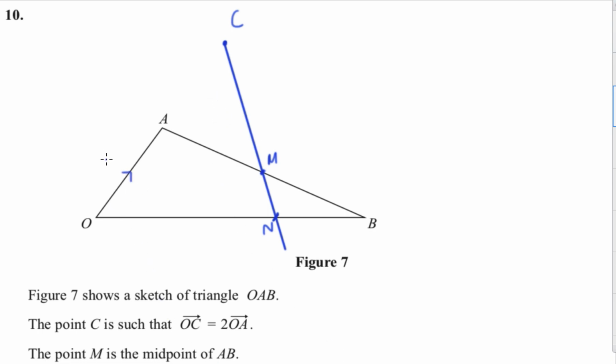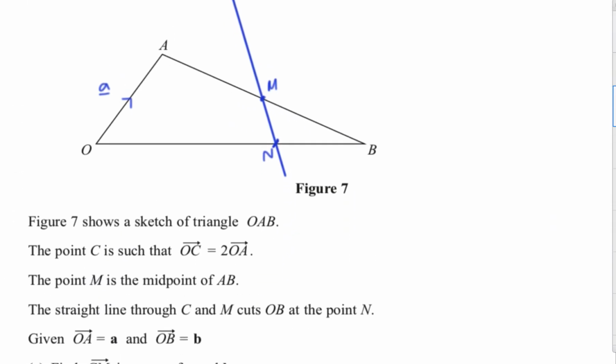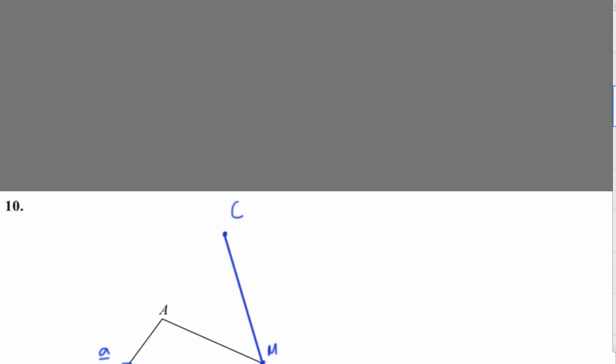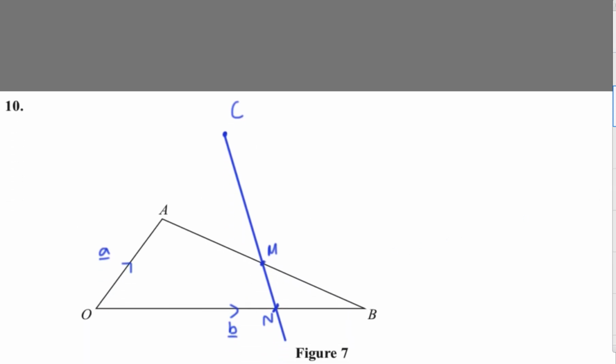O to A is A. O to B is B. Find C to M in terms of A and B. So we know that this line carries on and goes through C, and that is also called A.